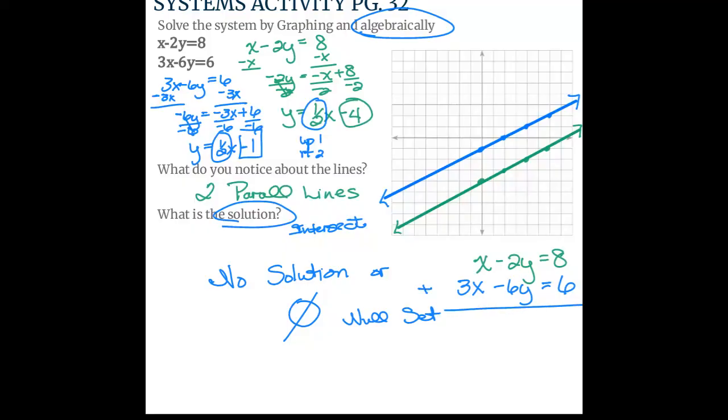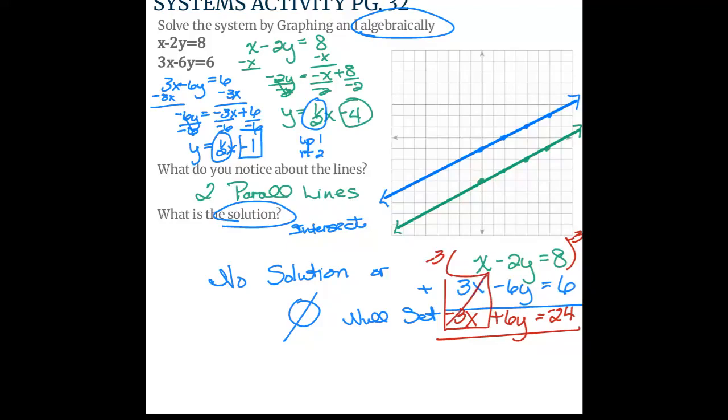So again, we don't have y equals or x equals. We don't want to use substitution, so we're probably going to use elimination. Let's say I want to eliminate the x's. What would I multiply that top equation by? -3. So -3x plus 6y equals -24.